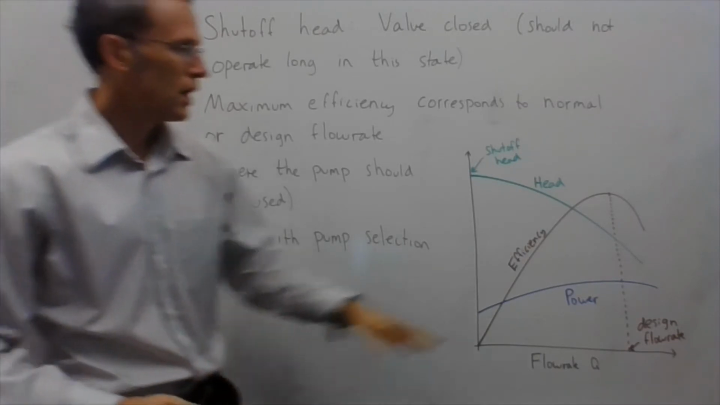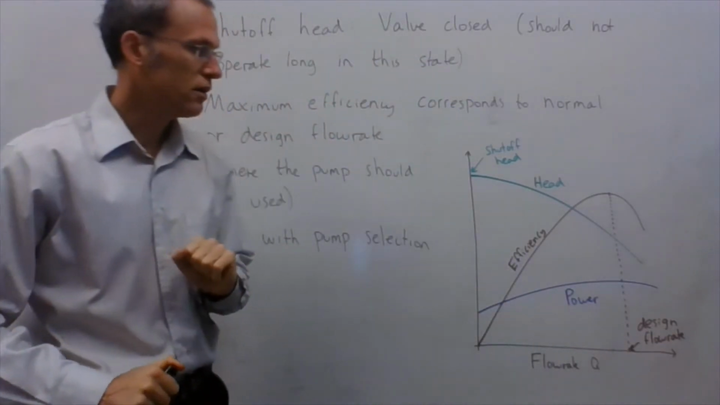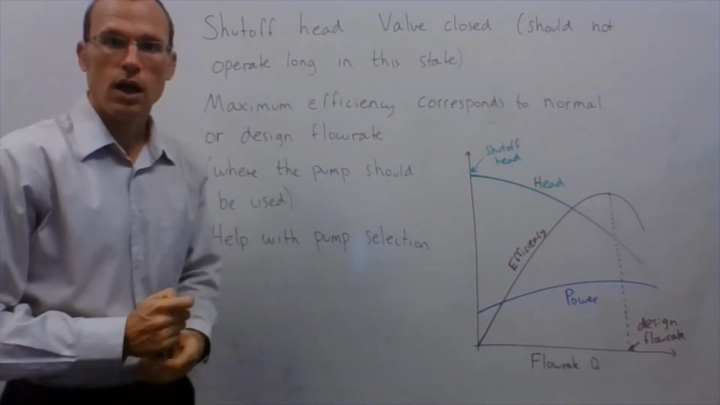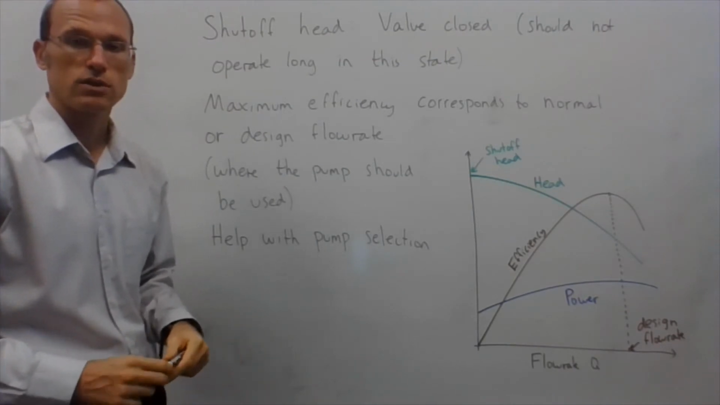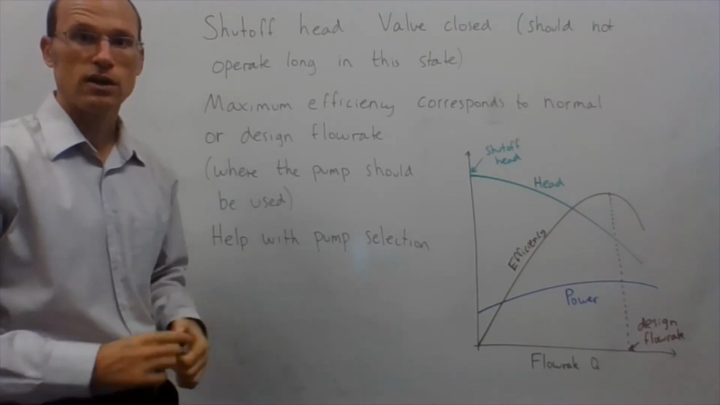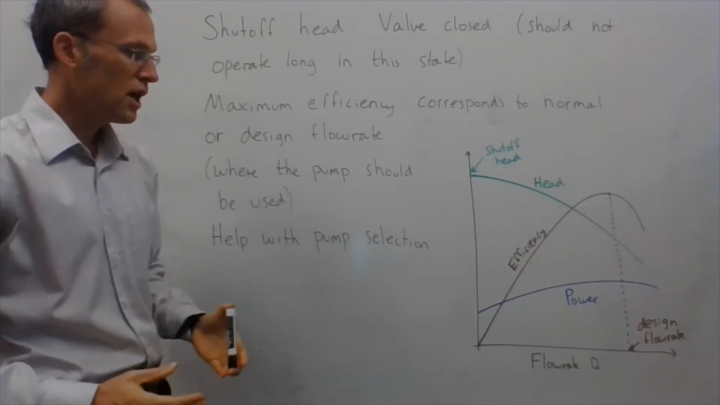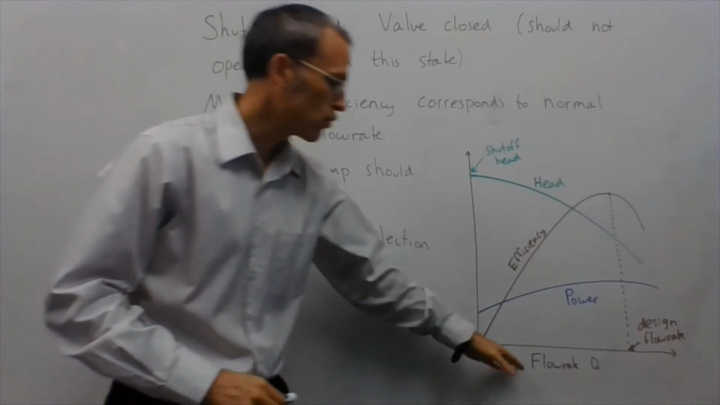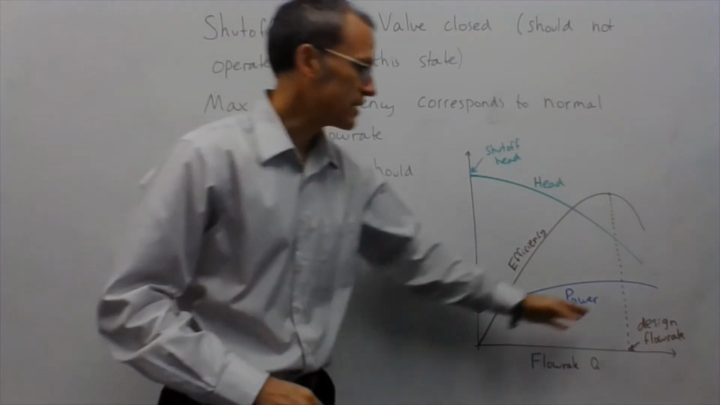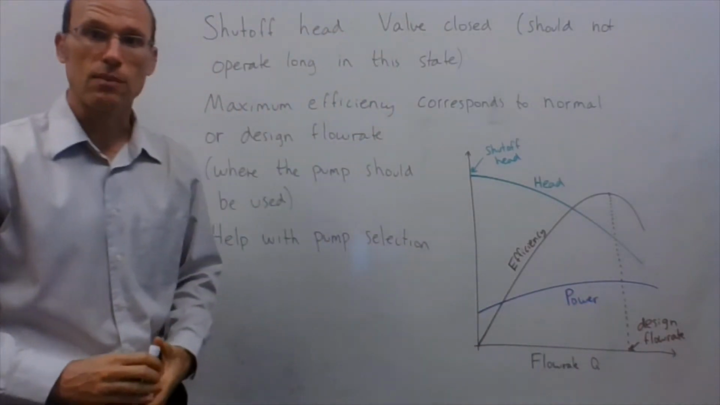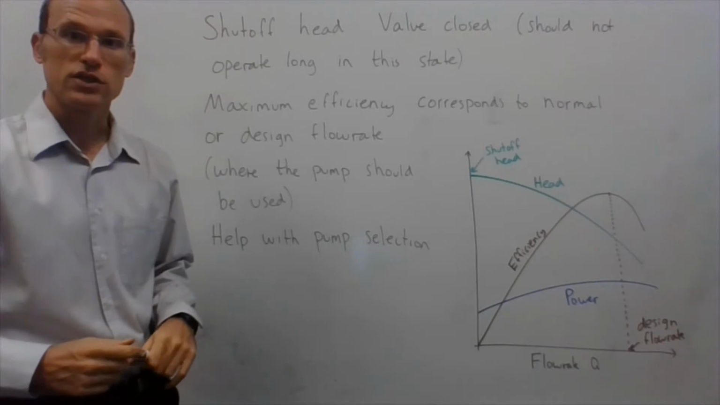Maximum efficiency. Where my efficiency curve hits the maximum is called the design or normal flow rate. That's basically where you want the pump to operate, because that is the maximum efficiency. That's what's going to cost you the least amount of money in terms of energy input. So that can all help with pump selection. If I have a certain desired flow rate, I want to make sure that whatever pump I choose has a design flow rate that's close to the flow rate I'm looking at, so that I can take advantage of that maximum efficiency.